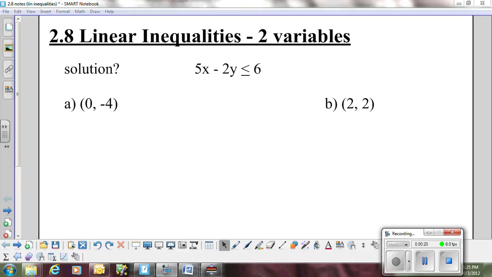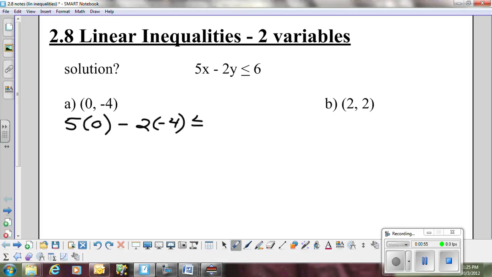First thing we have to remember is if I have an inequality like this, 5x minus 2y less than or equal to 6. And I want to know whether the point 0, -4 is a solution to that inequality. What do I need to do to check that? Graph it. Well, we'll get to that first. Like an equation, we're going to substitute. Good job. Now, we're going to say 5 times 0 minus 2 times -4 is less than or equal to 6.